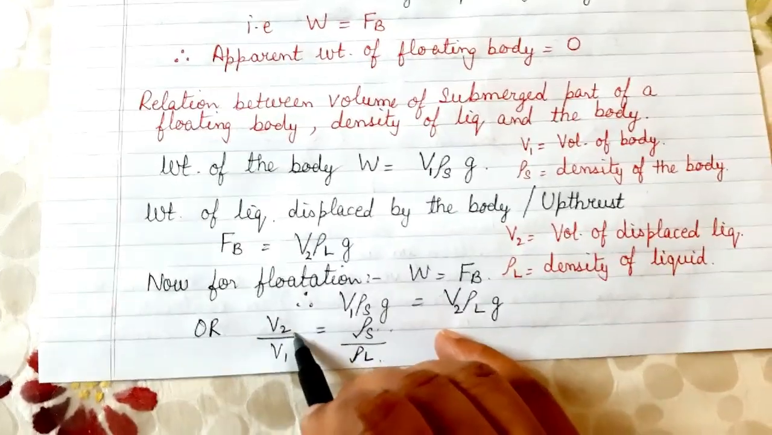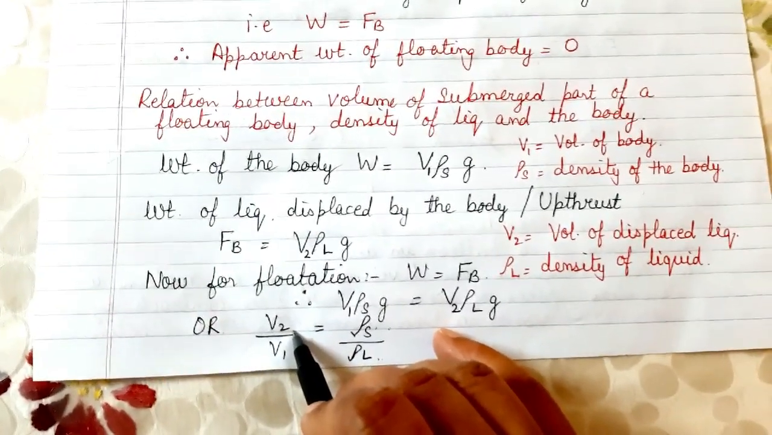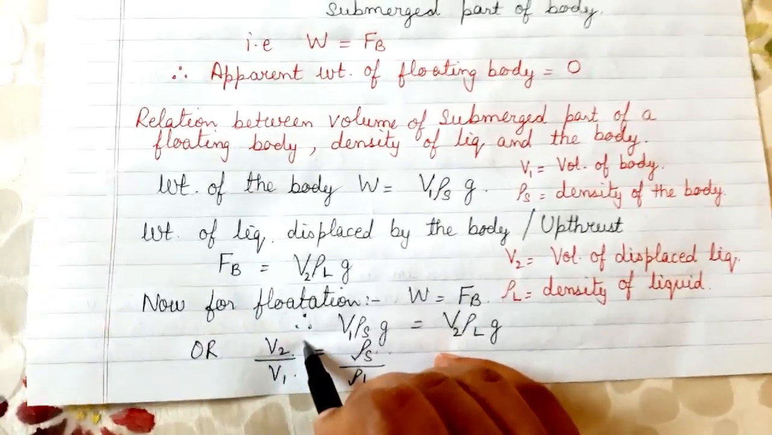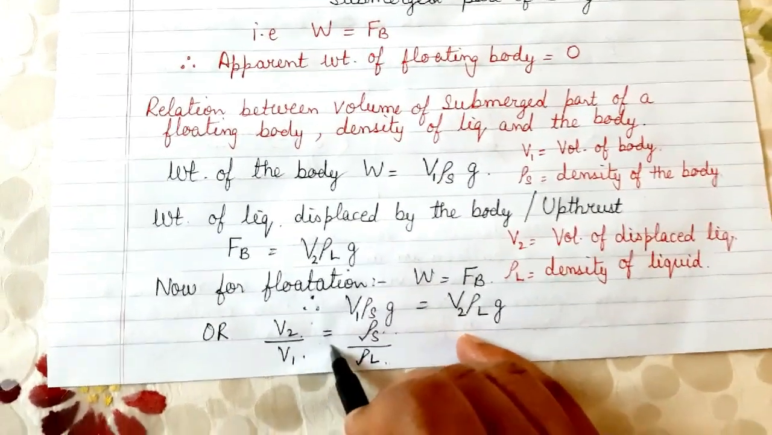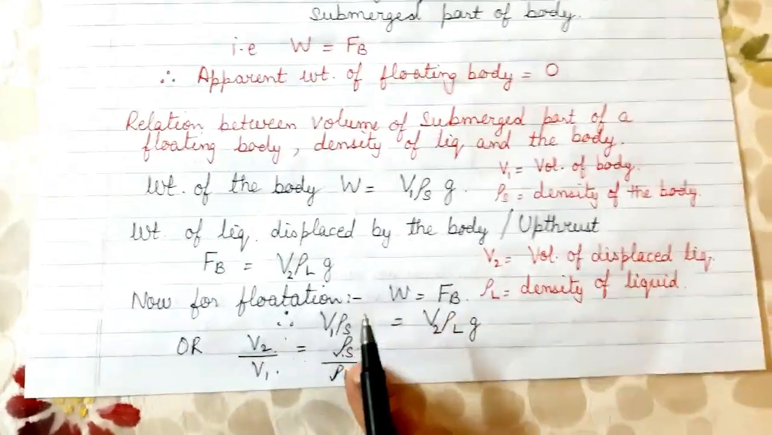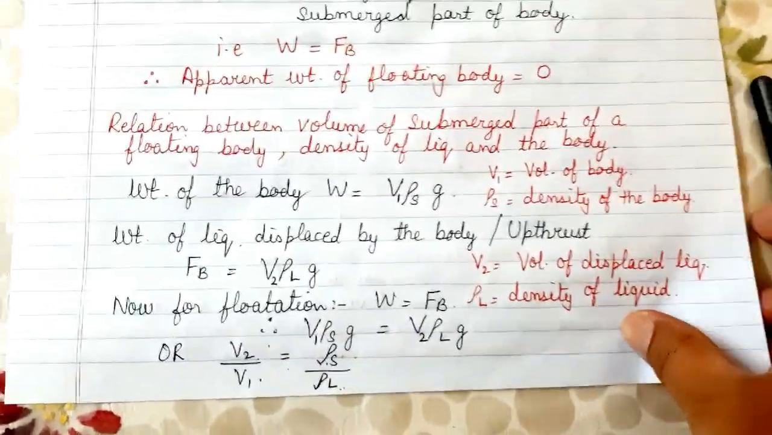Now, what does V2 stand for? V2 stands for the volume of the displaced liquid. What does V1 stand for? Volume of the body. So, volume of displaced liquid upon volume of body is equal to density of the body upon the density of the liquid. This formula will be used by you to solve the numerical problems.